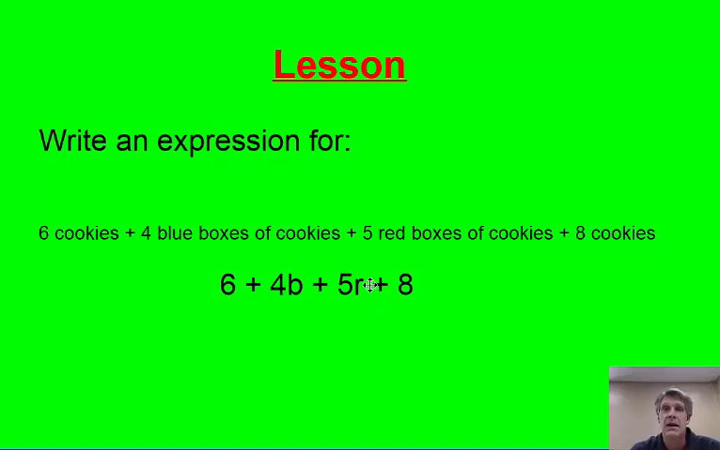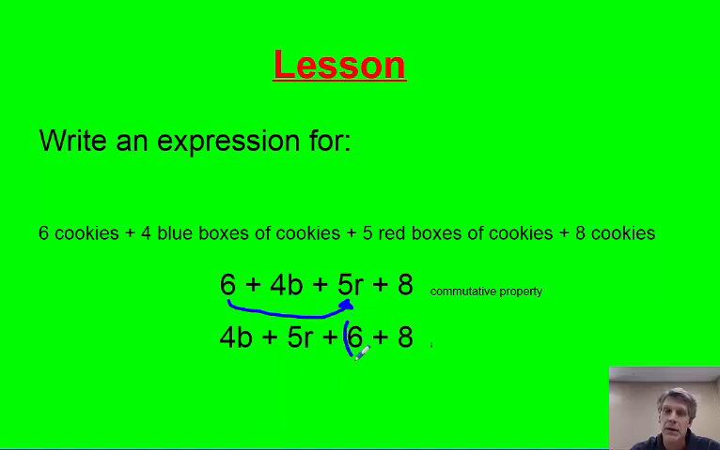Now I want to simplify that expression. I want to make it easier to work with. So what can I do first? Well, you're right. I'm going to use the commutative property, and I'm going to flip the 5R and the 6. I'm going to slide the 5R over, and I'm going to move the 6 over here. And I can do that because of the commutative property. Now I have 4B plus 5R plus 6 plus 8. Now I want to do a little grouping here. I want to add the 6 and the 8.